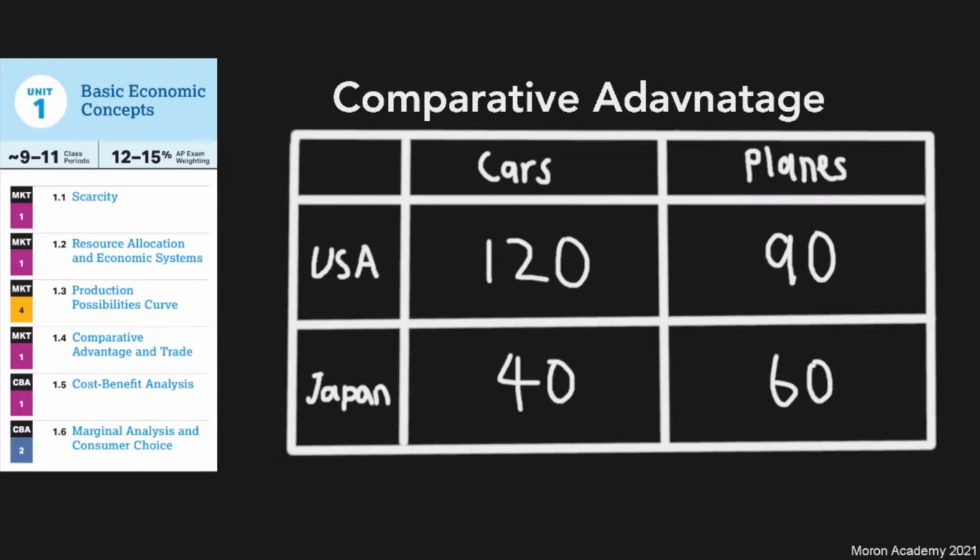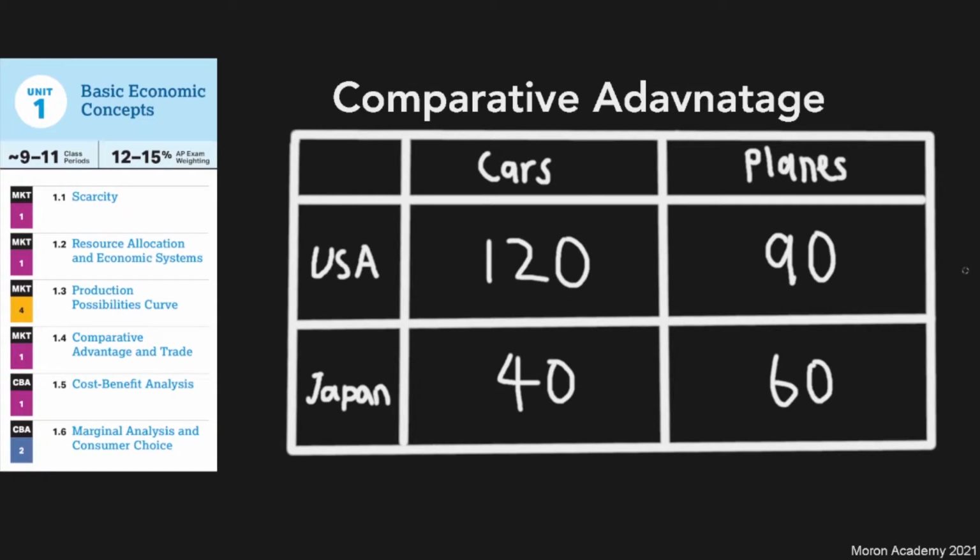Hello, today we'll be talking about Unit 1.4 of Microeconomics, which is comparative advantage and trade. So, what is comparative advantage? Again, like opportunity cost, I think comparative advantage is best explained simply using a graph. So, here is a graph of countries' outputs, specifically USA and Japan.